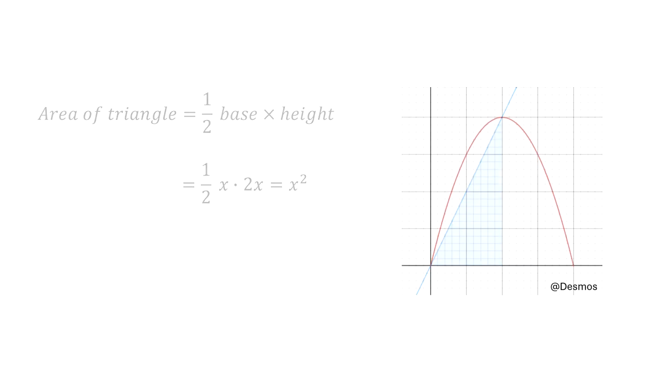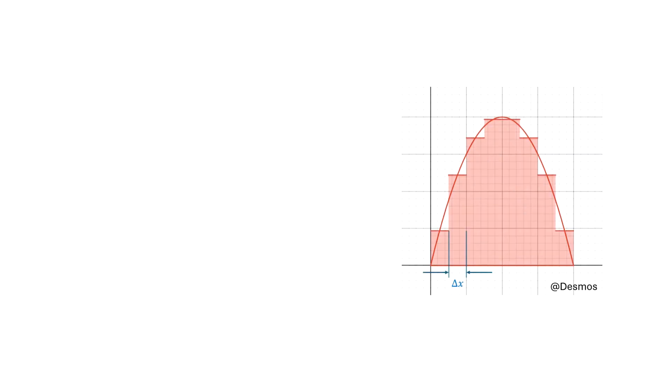Now try something harder. Calculate the area under this curve. This isn't as easy, right? One way to estimate the area is to divide the graph into several rectangles, calculate the area of each, and add them up. But the result isn't very accurate. If we make the rectangles narrower, the estimate improves. But it's still not exact.